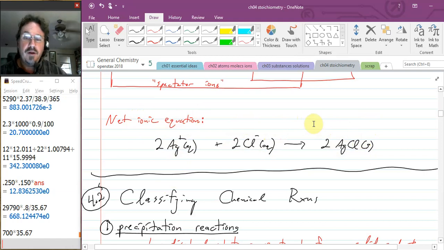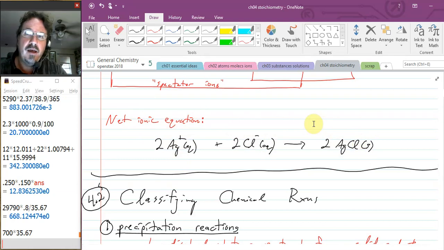So what's really important here is obviously solubility, whether something dissolves and whether it doesn't. And how do you predict that? We'll get to that in the next section.